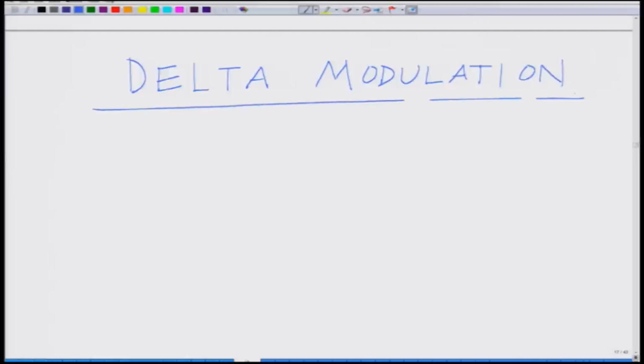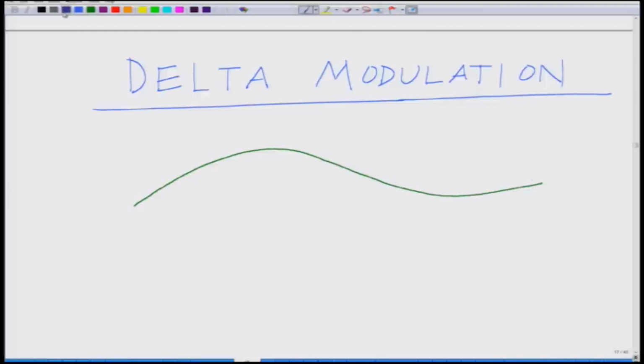Modulation in the sense of pulse amplitude. Here also we have pulses whose amplitudes are modulated, but we will see there is an interesting difference. So, what we have is a continuous message signal, and in delta modulation, if I have to explain it intuitively, we build a staircase approximation to this continuous message signal.